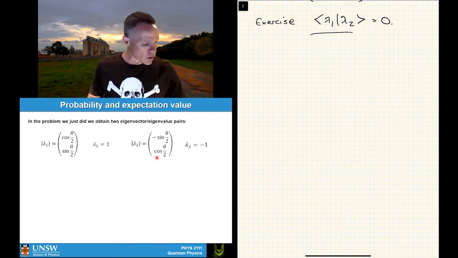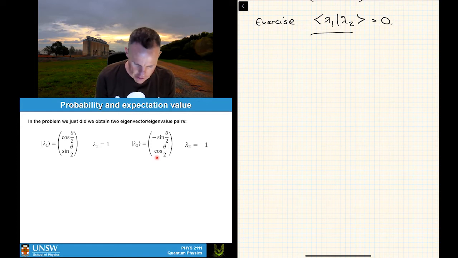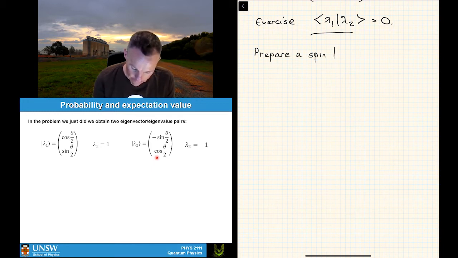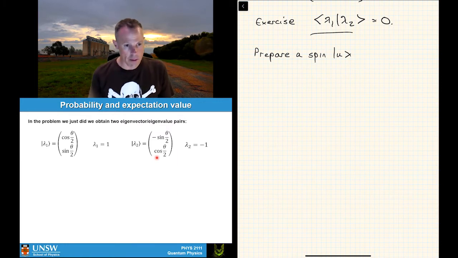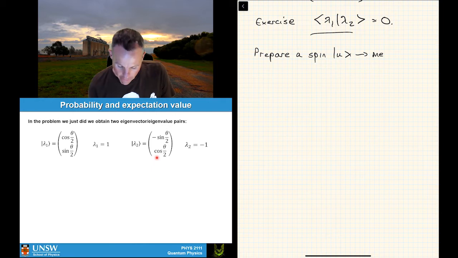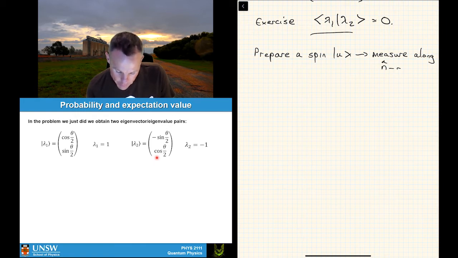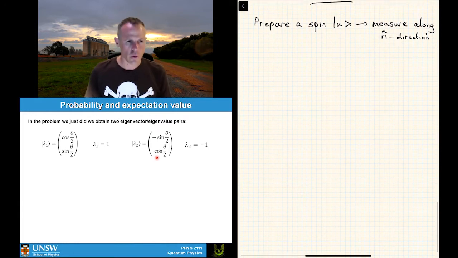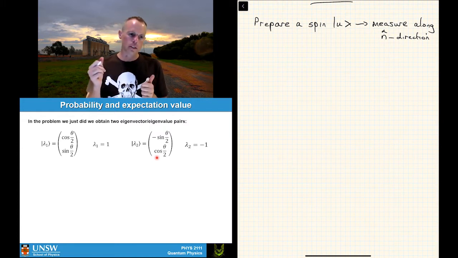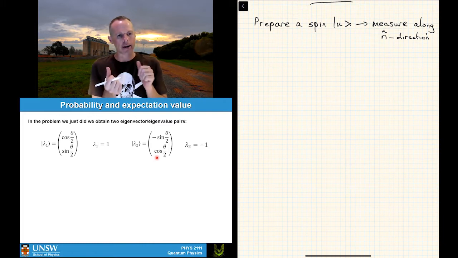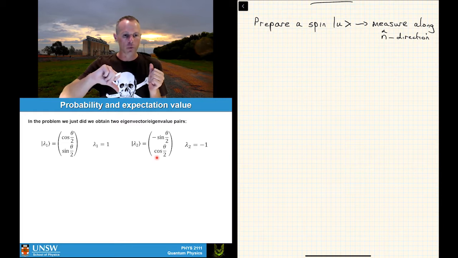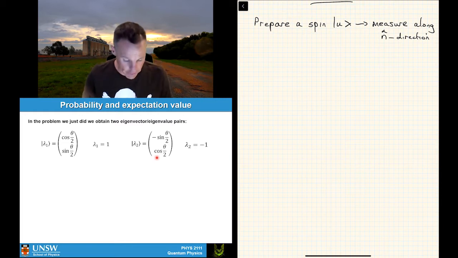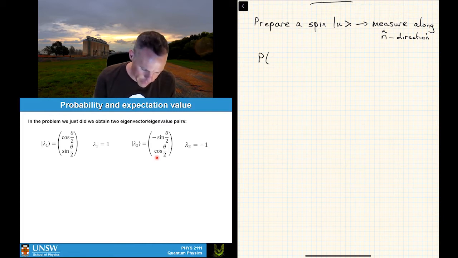So what I'm going to do here is prepare a spin as spin up, and then feed it into my meter. I'm going to measure the component of the angular momentum along my n hat direction, because that's basically the apparatus we just built, and that's what it's used for. If we do that, we know that there are two possible outcomes. One is that we get +1, which is that the angular momentum component is aligned with the n hat vector. The other is that we get -1, which is that the angular momentum component is anti-aligned with the n hat vector. So let's work out the first one, p +1.